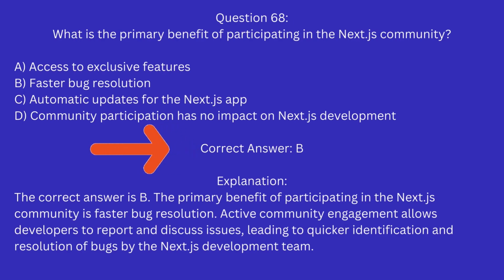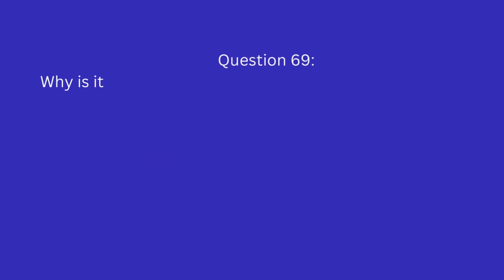Correct answer: B. Explanation. The correct answer is B. The primary benefit of participating in the Next.js community is faster bug resolution. Active community engagement allows developers to report and discuss issues, leading to quicker identification and resolution of bugs by the Next.js development team.